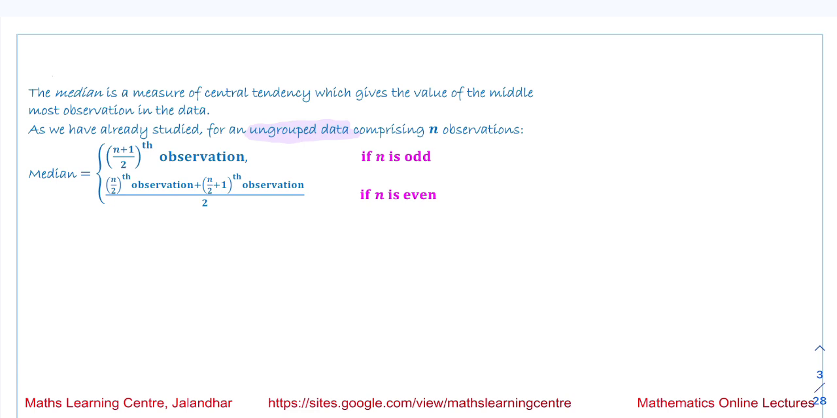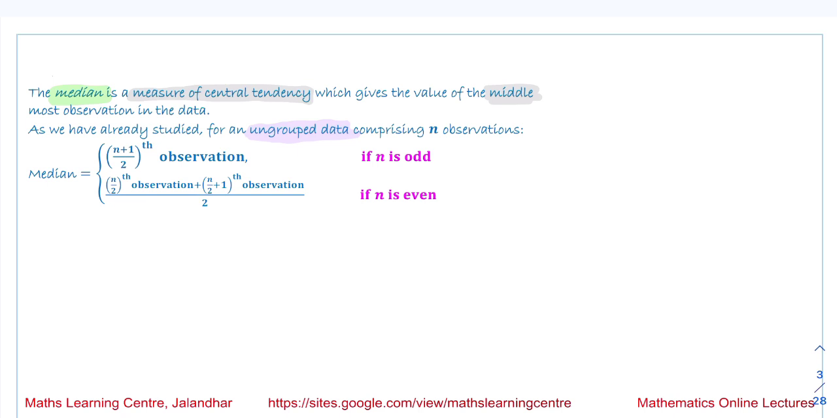So median is the measure of central tendency which gives the value of the middlemost value of the observation. This is the definition we are saying, that when we are talking about median, it is a measure of central tendency and it gives us the value of the middlemost observation of the data.